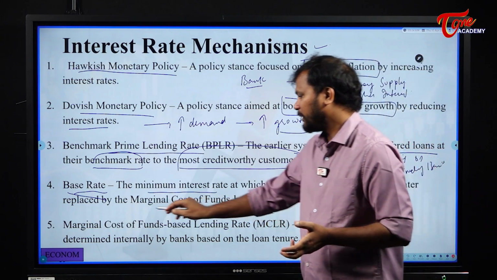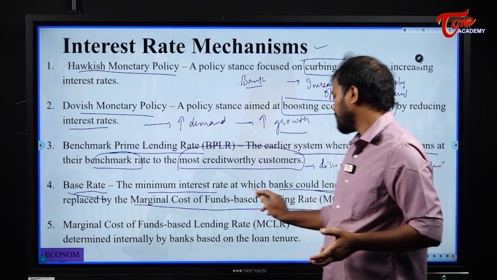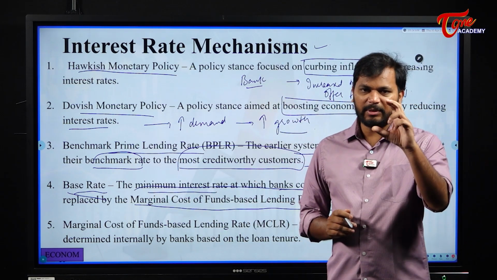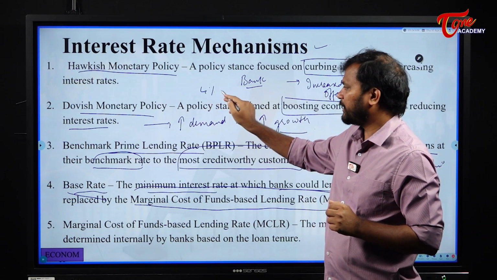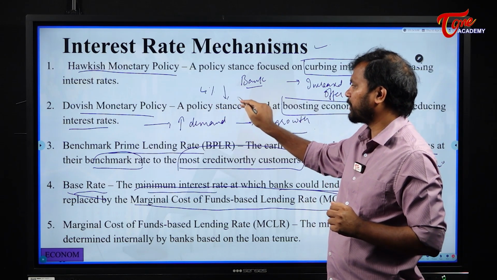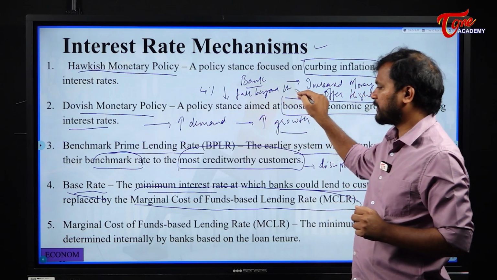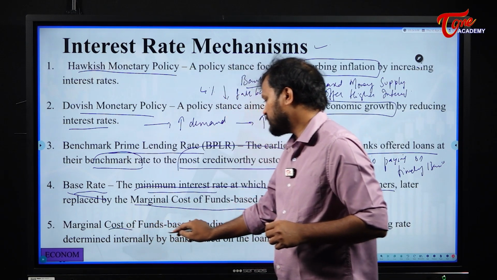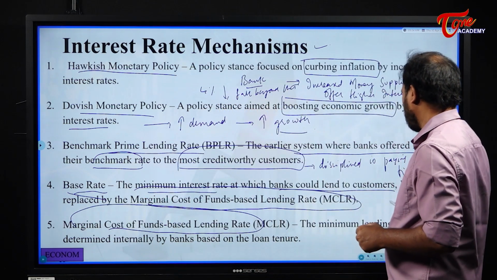Now presently it is called the marginal cost of funds based lending rate. Clear? Where it is the minimum rate. For example, if 4% is the minimum rate, it is not allowed to fall beyond that. That is what is called the base rate. Next, marginal cost of funds based lending rate, MCLR. We call it the MCLR.